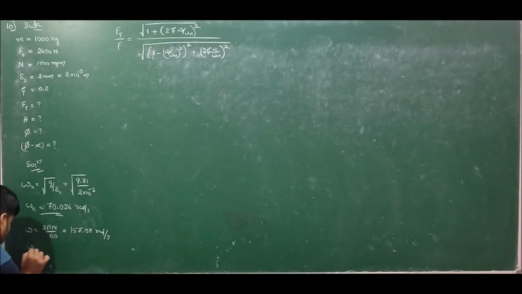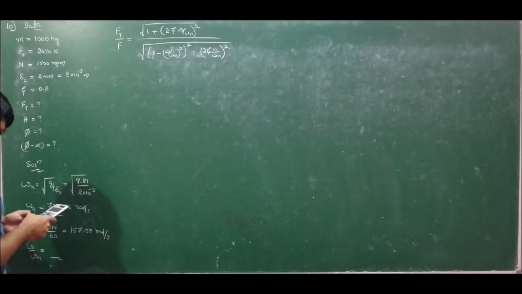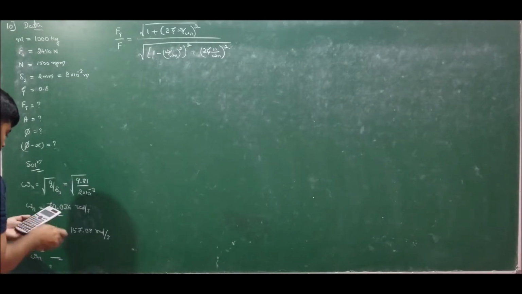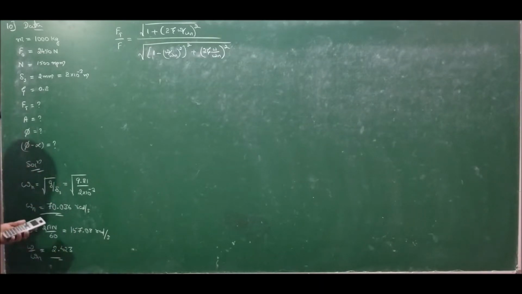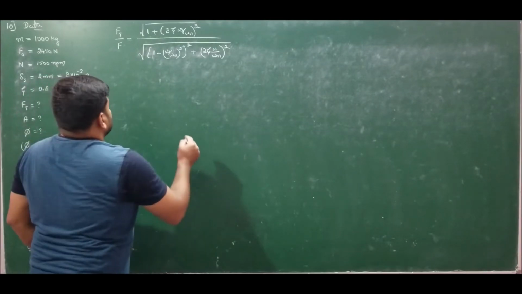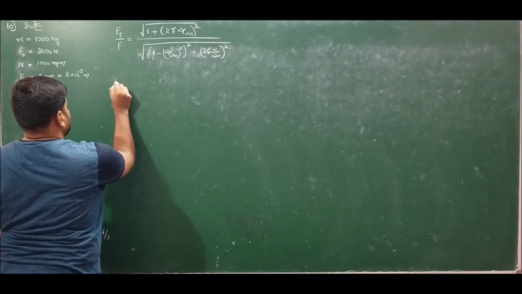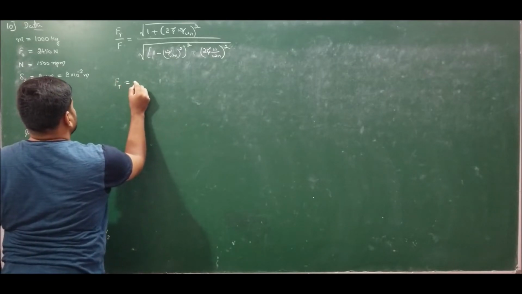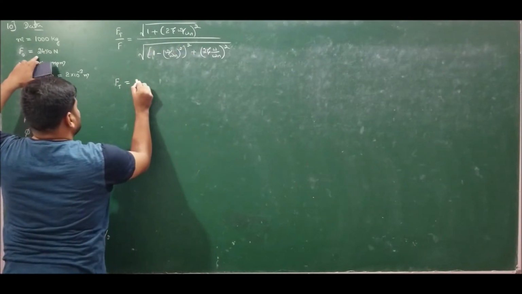If I calculate the frequency ratio omega by omega n, we get 157.08 divided by 70.036. The frequency ratio for the given problem is 2.423, which is dimensionless. Now substituting the values, I can determine the force transmitted to the foundation. The force transmitted is equal to the excitation force times this value, right? How much is the excitation force? 2450 newtons.